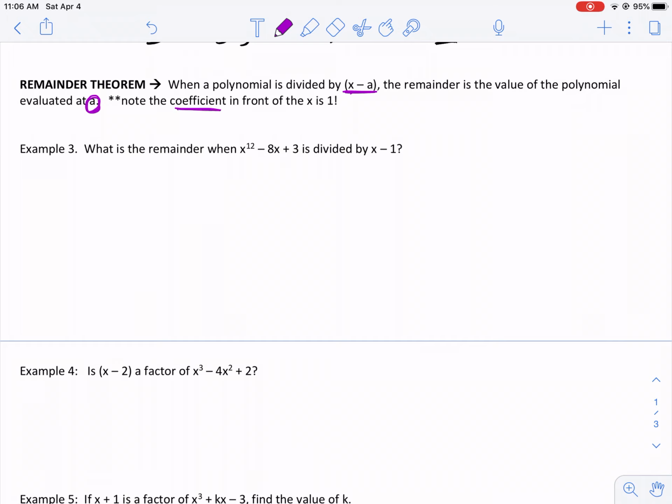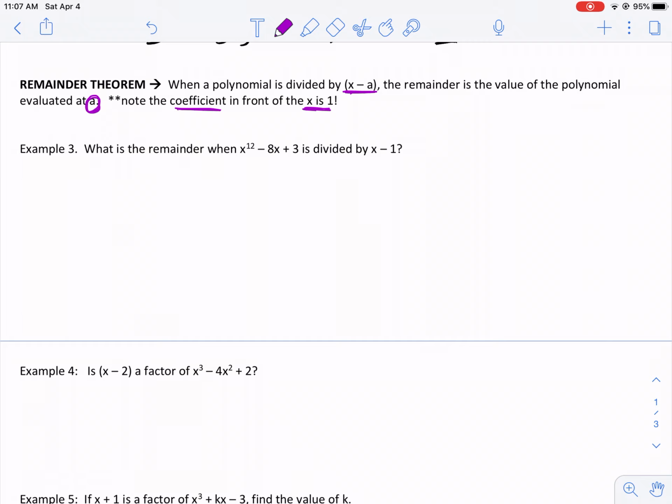Note the coefficient in front of the x is 1. This is not going to work if they put any other number with the x other than 1. Because this is Algebra 2 and an introduction to this concept, they will never do that to you in this course. Higher level math might.